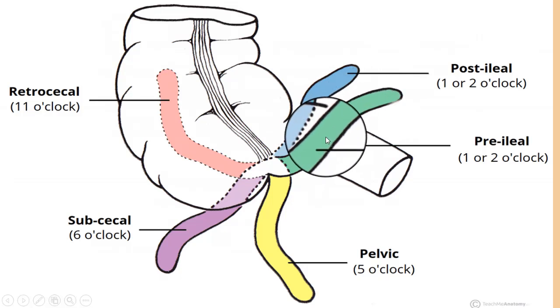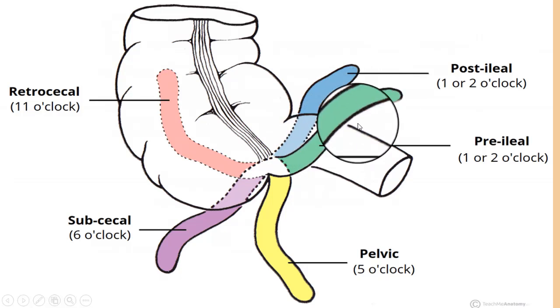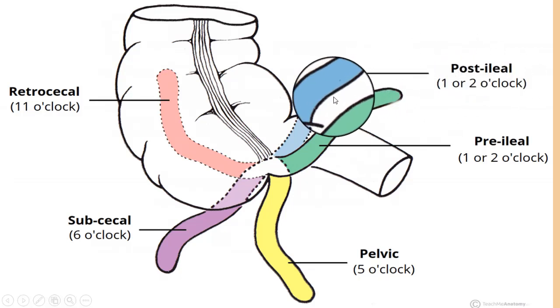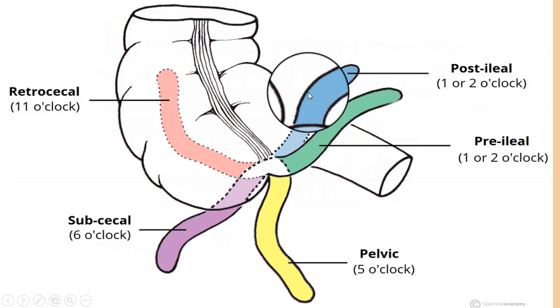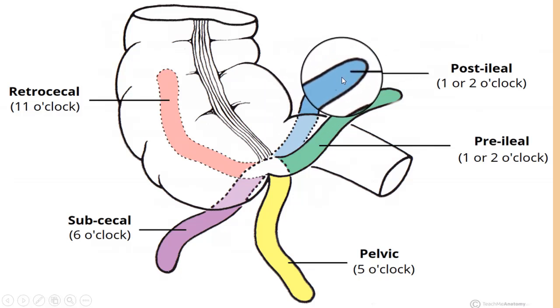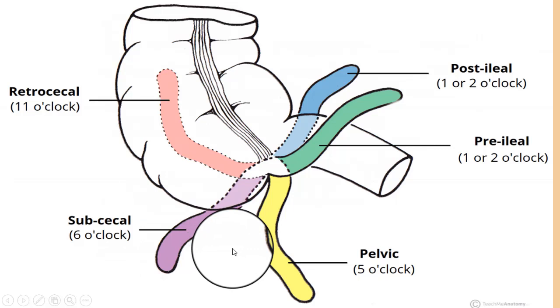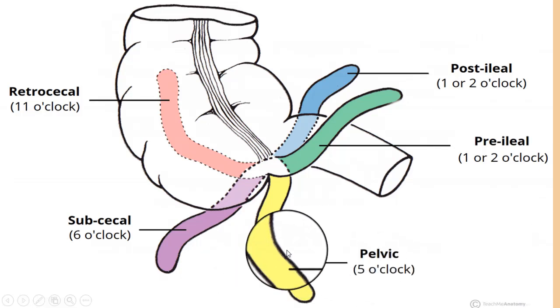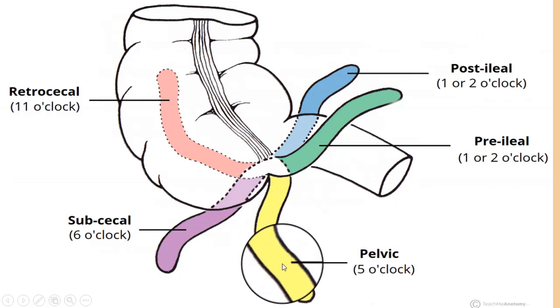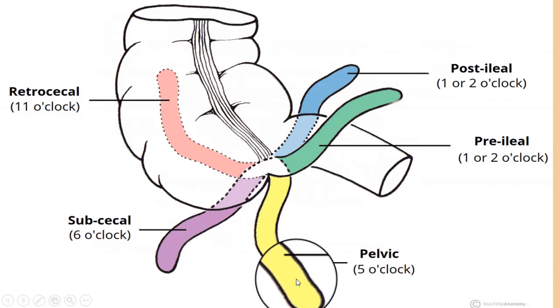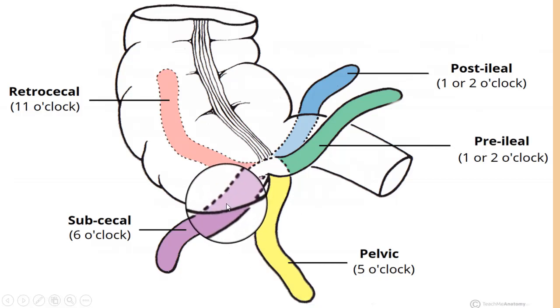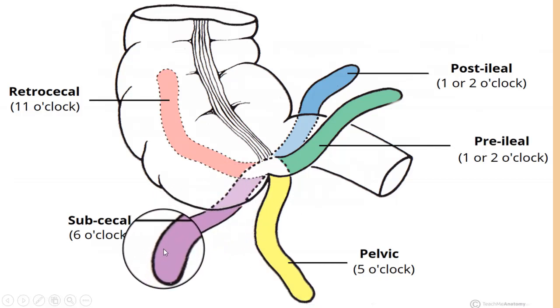Second position, post-ileal, which is posterior to the terminal ileum, that is 1 or 2 o'clock. Third position, subileal, which is parallel with the terminal ileum, that is 3 o'clock. The fourth position is pelvic, which is descending over the pelvic brim, and it's 5 o'clock. And the fifth position is subcecal, that is below the cecum, and it's 6 o'clock.